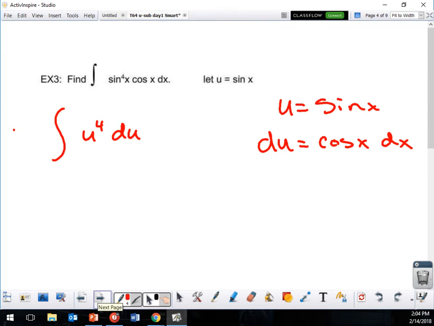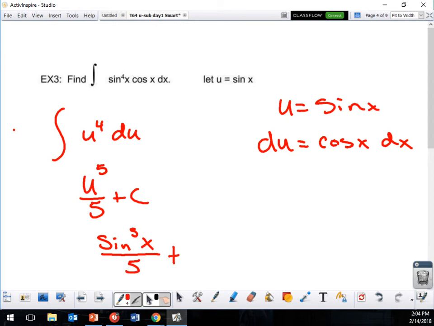Okay, so now I have this. It's going to be u to the 5th over 5 plus c. And then my u is going to be my sine, so it's going to be sine to the 5th of x, over 5, plus c.